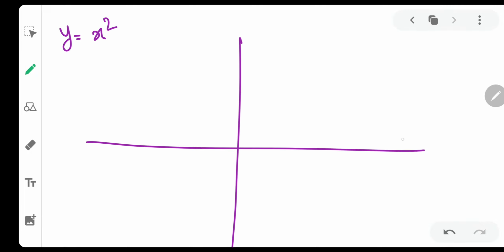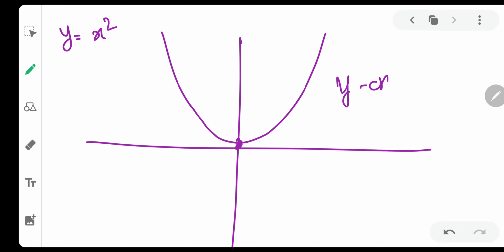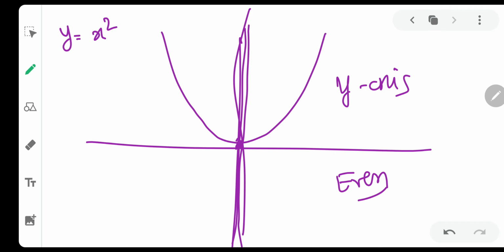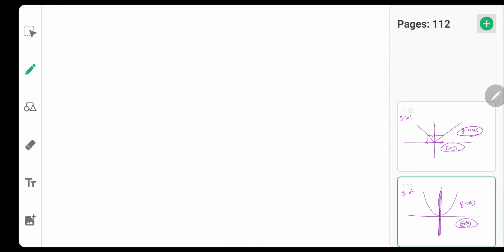Okay, let me take some more. Y is equal to x square. Okay, this graph also everyone knows it's naturally a parabola. Suppose it's touching over here, origin. Okay, now is it symmetrical about y-axis or x-axis? Yes, it is symmetrical about y-axis. See, cut into two pieces, right? So it is an even function, right? Okay, let us move ahead.